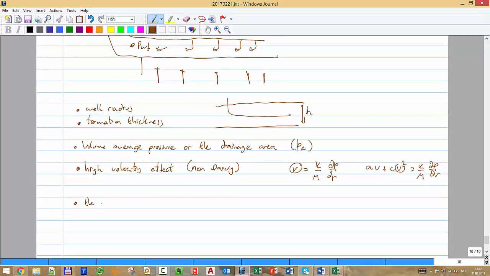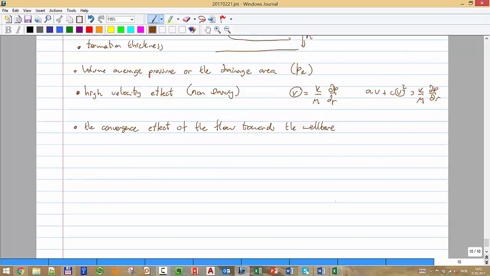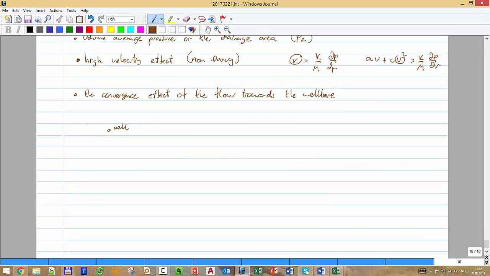And the convergence effect of the flow towards the wellbore. If you see from the top again, I have my well and I have my drainage area. So every time you have to cross a different area that is bigger initially and becomes smaller and smaller. So that geometrical effect, when you have this convergence of the flow, every time you have the same flow that has to circulate through a smaller and smaller area. So that part is also captured by the IPR. Okay, more or less clear?